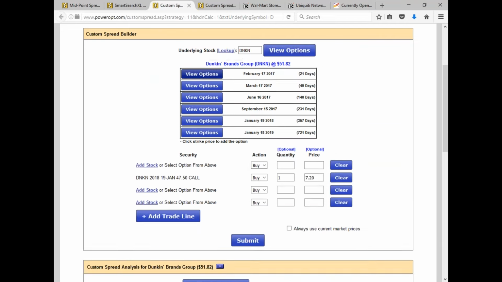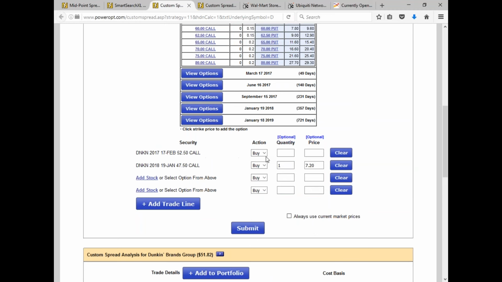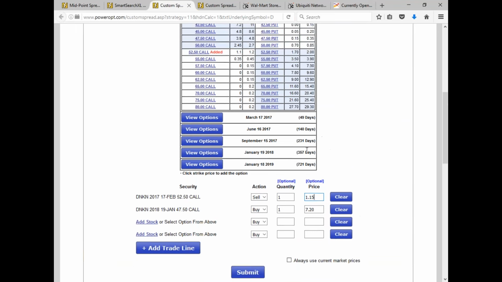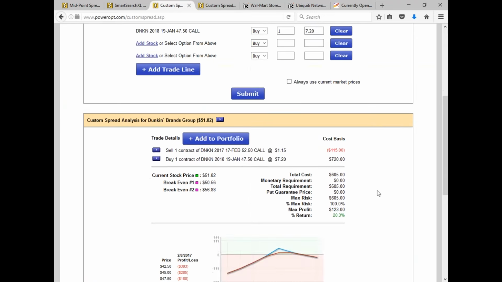I'm going to go to the February 52.5, and there's probably earnings coming up on this, so again, it's probably not something I might do with a directional one. But we're going to sell the February 52.5 at 115. We're going to do one contract. We're going to sell it at 115, which is the midpoint there. Okay, so it's now a 5-point spread.